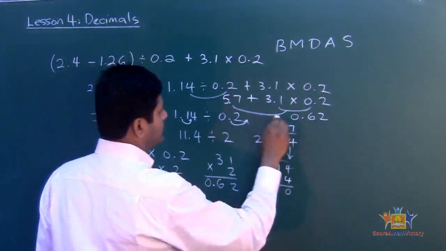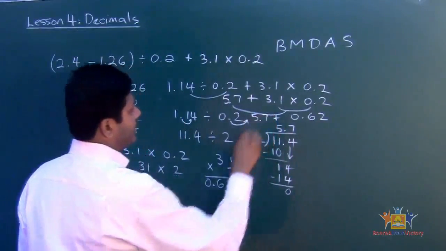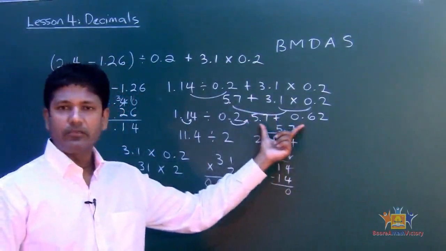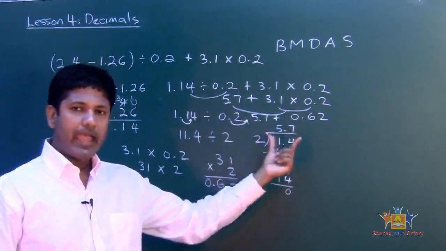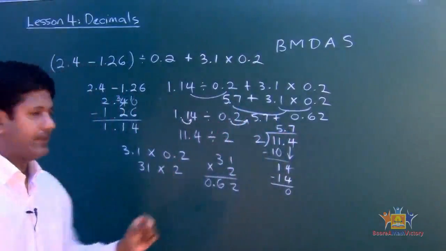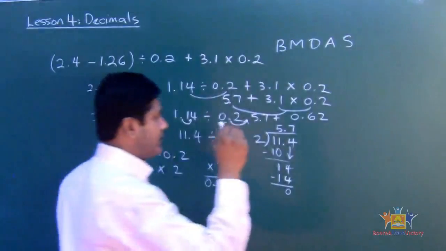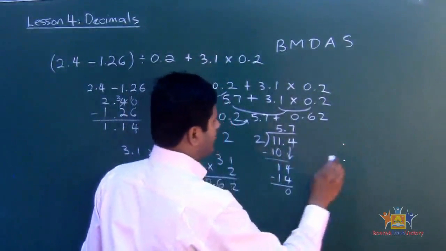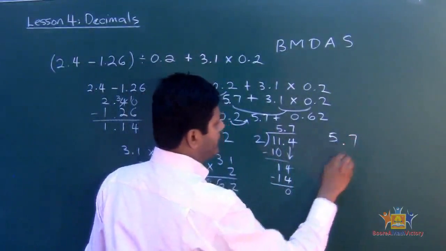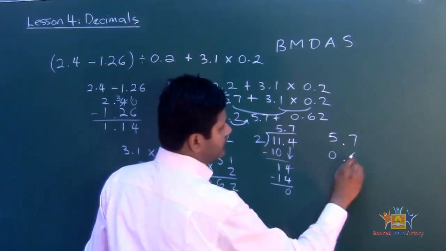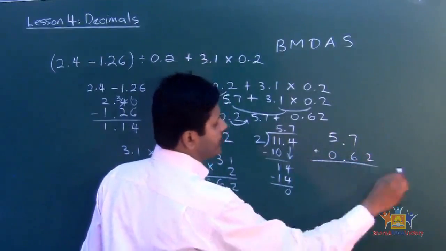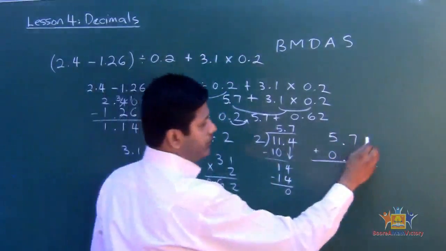So that means this is 0.62 plus 5.7. Now we are adding these 2 decimals. So when we want to add, what do you do? You grab them by the decimal, you line them up. So 5.7 and then 0.62. And then I'm going to add them. So I can put a 0 right there.